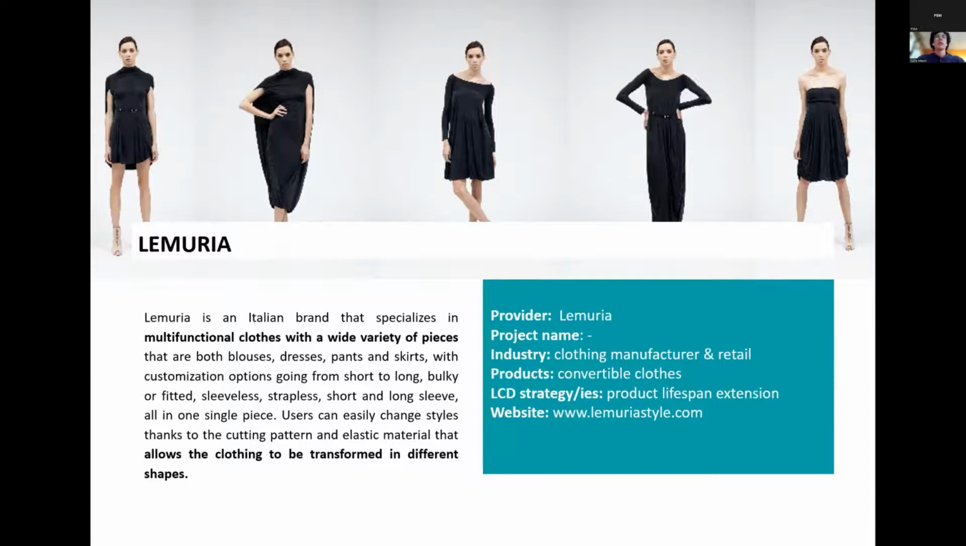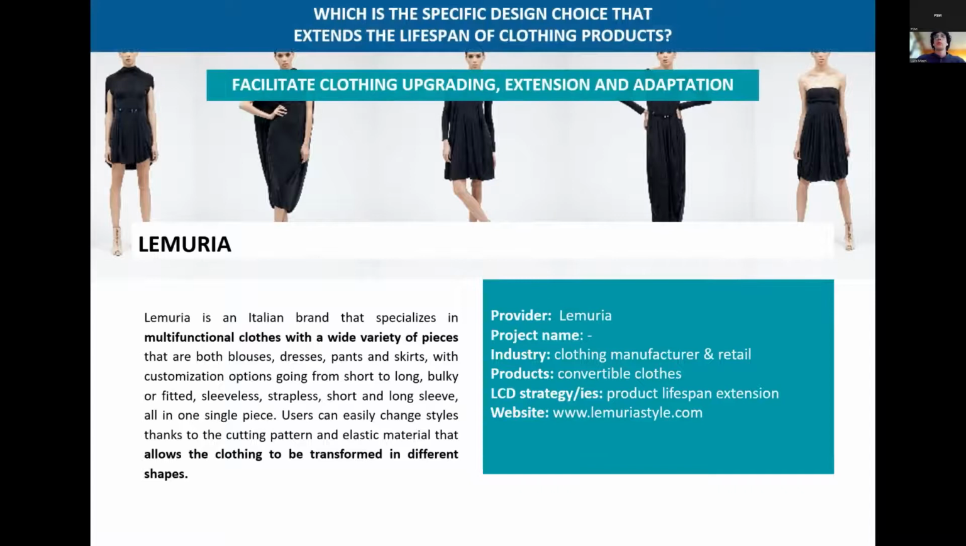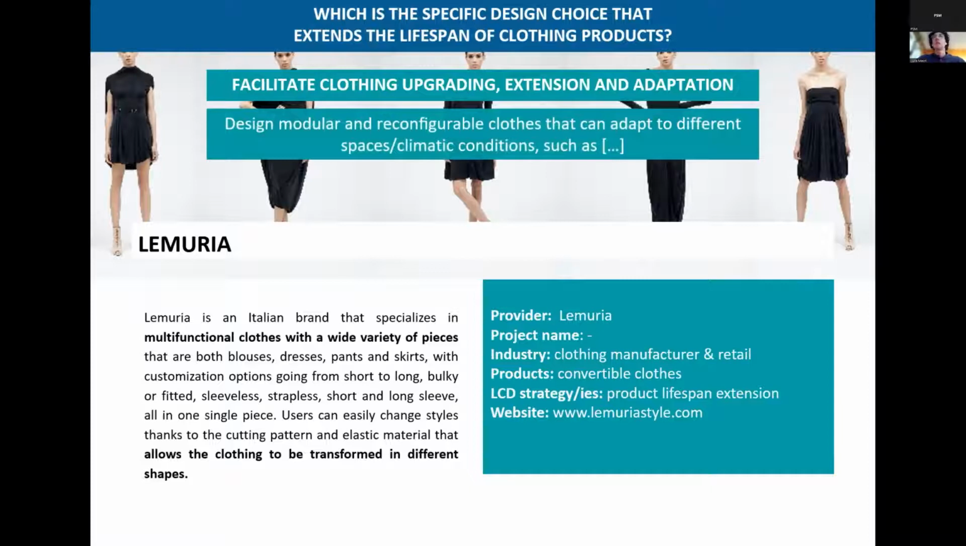So it could be a long dress, could be pants and skirts, there are tons of customization options. And what is happening here is that the cloth is multifunctional and allowed to be transformed in different ways. So the choice is to facilitate the upgrading, the extension, and the adaptation to different situations. So this is the guideline applied. The sub-guideline is a modular design that is reconfigurable and that can adapt to different spaces or even climatic conditions, etc. So again, this is a good example of how this guideline has been implemented.